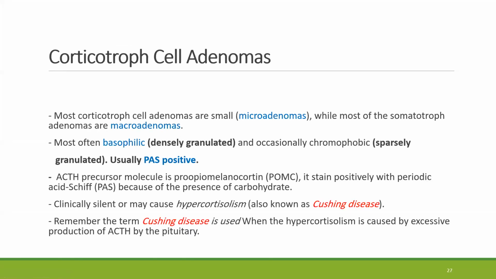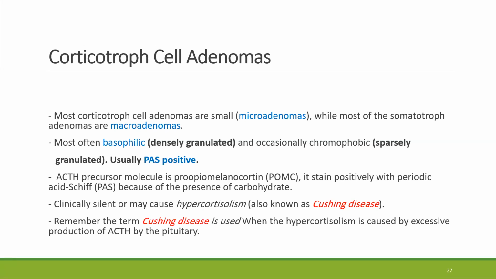Corticotroph cell adenoma, most of the corticotroph cell adenomas are actually microadenomas. Actually, the majority of microadenomas, just remember, are corticotroph cell adenomas. The somatotroph adenomas actually constitute most of the macroadenomas. So it's just the clinical presentation of these adenomas. Microadenomas usually, in most of the cases, are corticotroph cell producing adenoma. Macroadenoma is usually growth hormone producing adenoma.